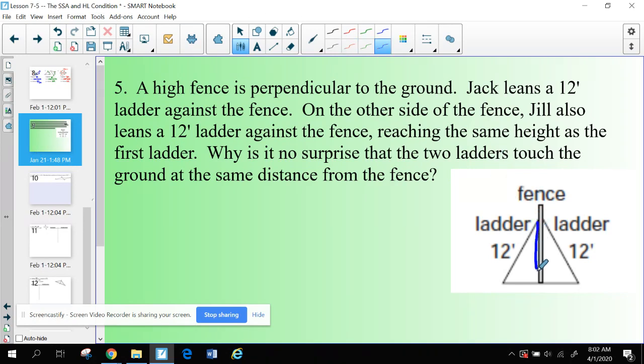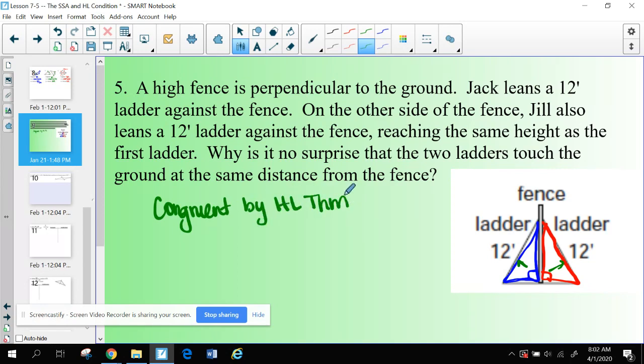Jack's on one side of this fence. He creates a very specific type of triangle, a right triangle. And Jill's on the other side of the fence. She also creates a very specific right triangle. If we know this is 90 degrees, we know these are the hypotenuse, which tells us that the triangles are going to be congruent by the HL theorem.